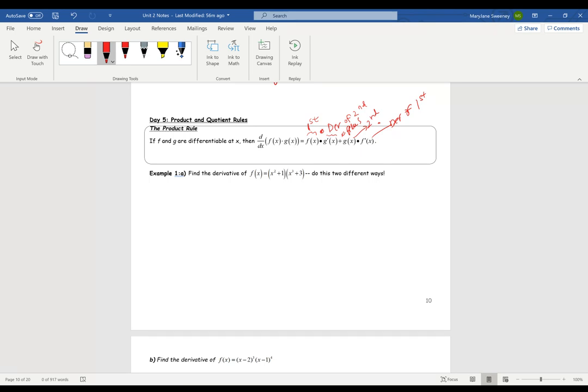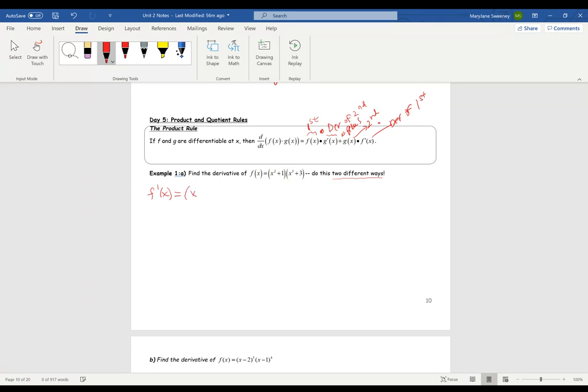So in the first example, this is a product. Now, if I had been doing this on day 3, I would just FOIL through and then take the derivative of each term. Today, this is why it says do it in 2 different ways. The first one, f prime of x, I'm going to practice product rule.